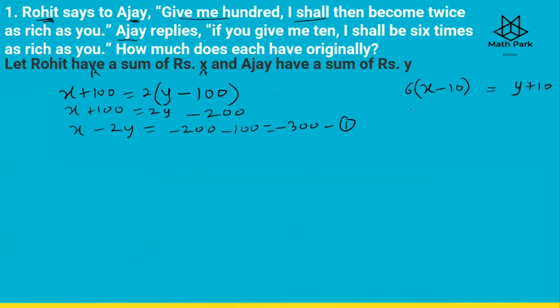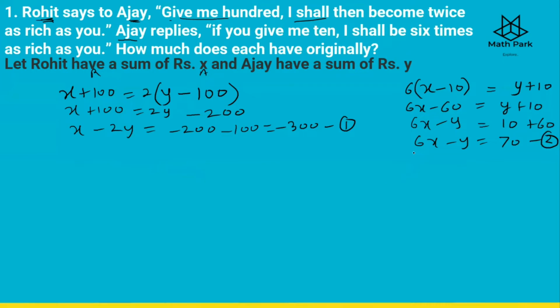So we solve this. We have 6 times (x minus 10), that is 6x minus 60, is equal to y plus 10. Bring y here. You have 6x minus y is equal to 10, and this minus 60 goes here as plus 60. So you have 6x minus y is equal to 70, which is our equation number 2. Now let us solve these two equations.